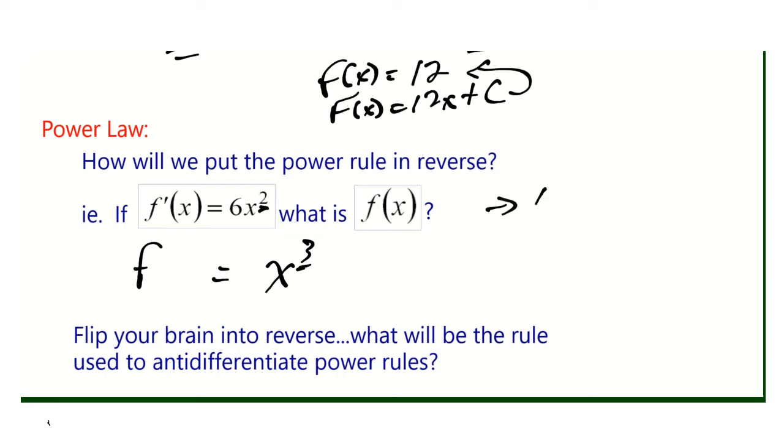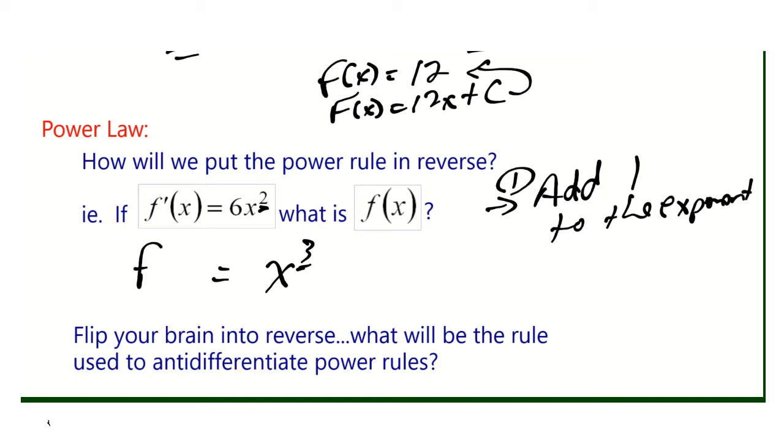So add 1 to the exponent. Now, to get the number in front, you say, well, how would I get a 6 here? Well, to get a 6 there, this must have been a 2. This is my f of x.